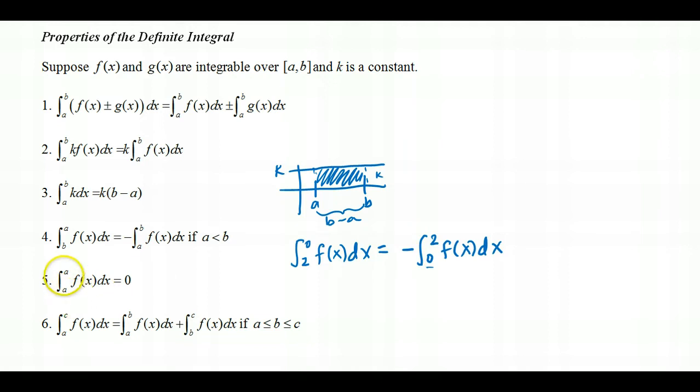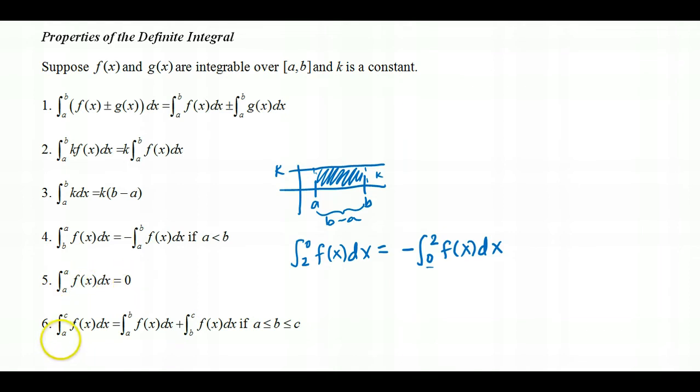The next one: the integral from a to a of f of x dx equals 0. That should be kind of intuitive. I'm not going anywhere. From a to a, there's not going to be any area trapped between the same number and itself, so that's just 0.